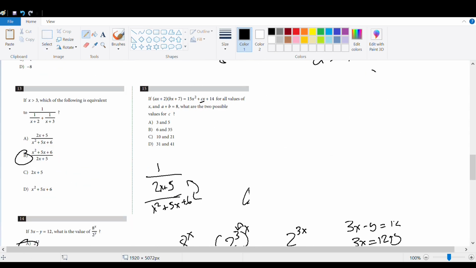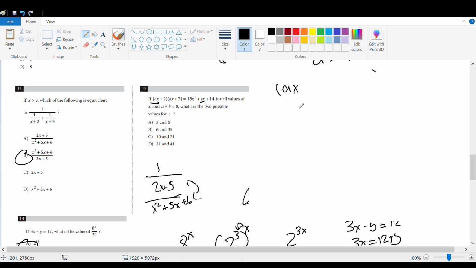So for 15, I just cut out the work we had here before so we can have more space to do work here. So ax plus 2 times bx plus 7 is equal to 15x squared plus cx plus 14 for all values of x. And a plus b is equal to 8. What are the two possible values for c? So this may seem like a very confusing question, but it's quite simple when you boil it down. So we just want to expand this term here out.